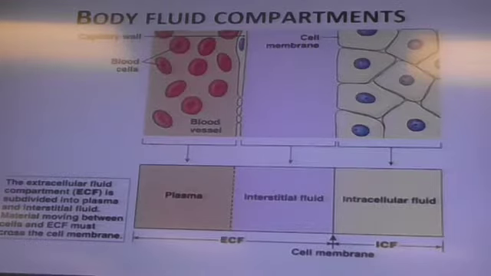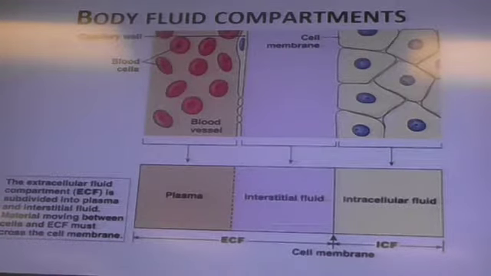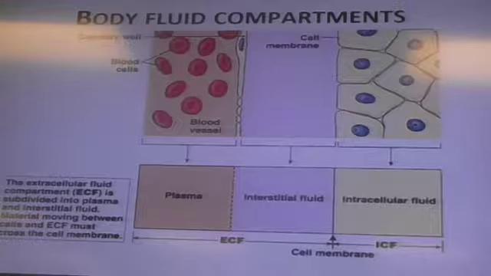Total body water, meaning, if I have 100 liters of water, that would be a lot. 66 liters would be in my cells, 33 would be outside, and out of those 33, 1/4 would be in my plasma, my blood volume, and 3/4 would be in my interstitial fluid, i.e. hydration. Okay? That's all we need to know about water compartments.